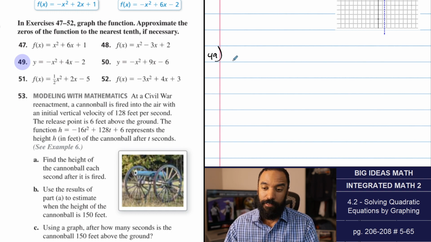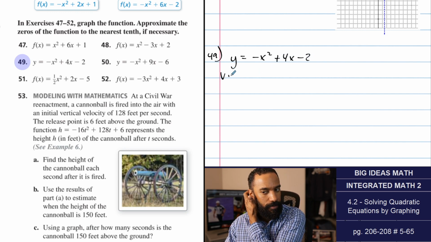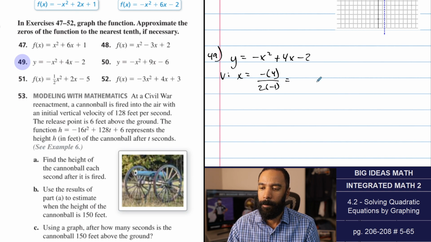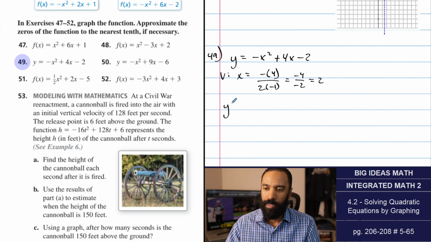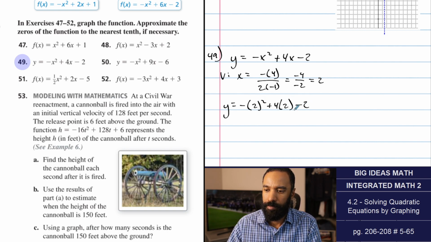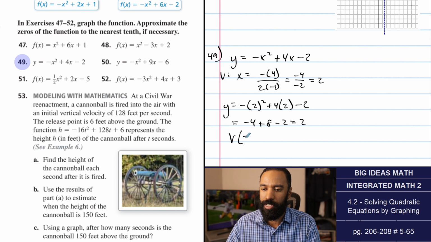F of x equals, this one's not factorable. So, or y equals negative x squared plus 4x minus 2. All right, let's go for the vertex here. This is going to be at negative b over 2a, which is negative 4 over negative 2, which is 2. The y value, let's substitute 2 into here. We'll get negative 4 plus 8 minus 2, which is 2. So 2, 2. Vertex is at 2, 2.